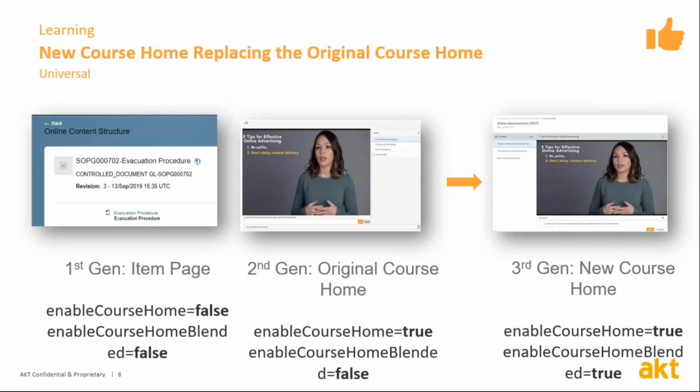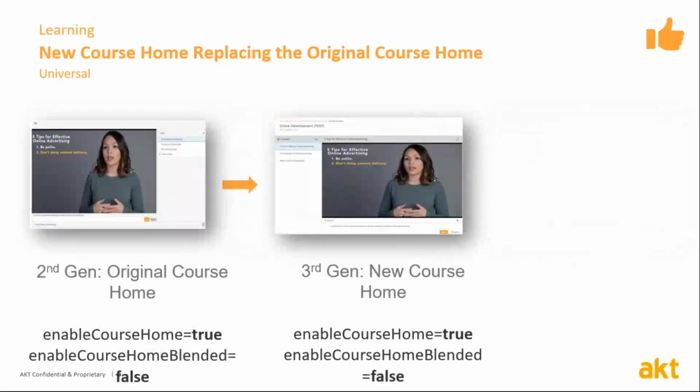So in this release, all customers which previously had only enabled course home equals true will now get the enable course home blended equals true and move to the third generation. So this is actually most customers, because most customers currently use this second generation and will move to the third generation. It is important to understand that the course home is just the user interface.